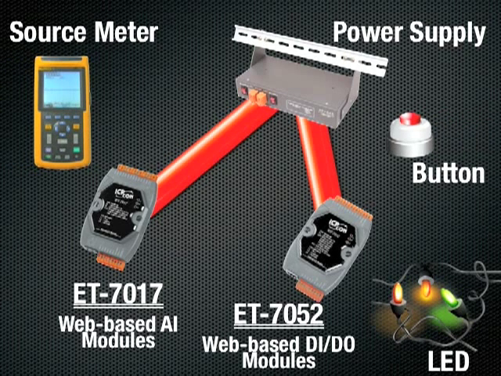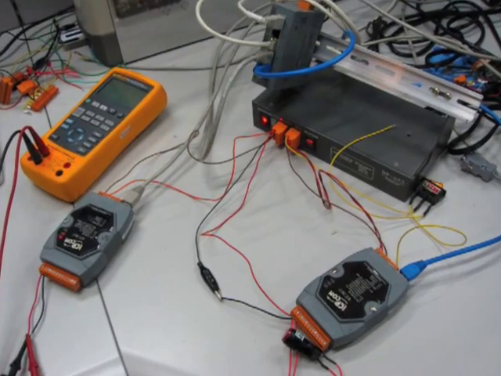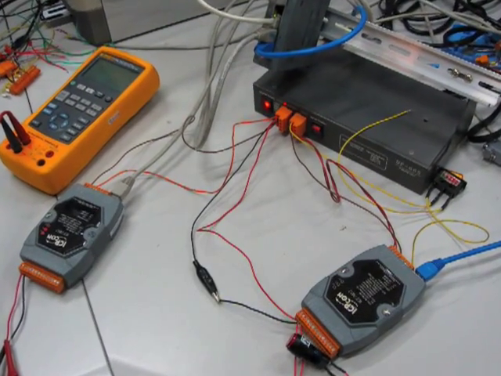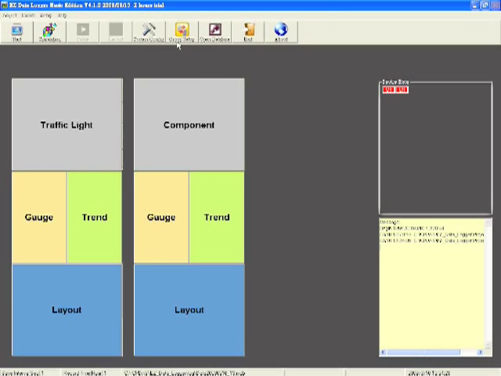We also need to link a scope meter to ET7017 for analog input, a button, and LED lights to ET7052 for digital input and digital output signs. Just link all the devices together and it will be like this. Now we can start to run Easy Data Logger.